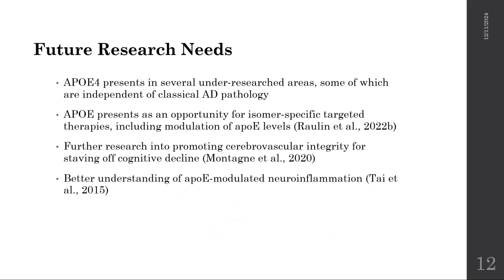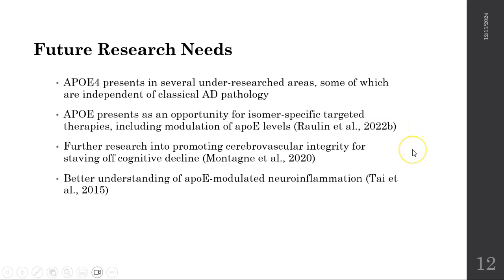Alzheimer's research has largely revolved around the focus on amyloid and tau pathology, but as we've seen today, APOE4 presents in several under-researched areas, some of which are independent of classical Alzheimer's pathology, and may also play a role in cognitive decline independent of that pathology. This presents an opportunity for research into fields such as isoform-specific targeted therapies, which would include modulation of APOE levels and APOE lipidation, allowing for therapy to be tailored specifically to someone's genotype.